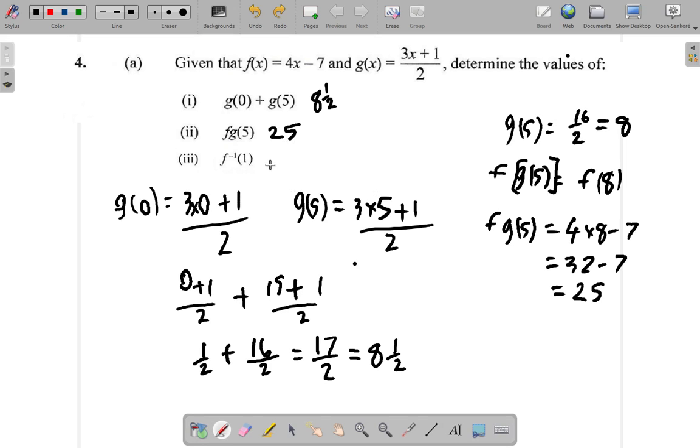Then f inverse of 1. F inverse of 1. You're going to do an inverse function. So what you have is we're going to need more space. So let me erase the previous work.